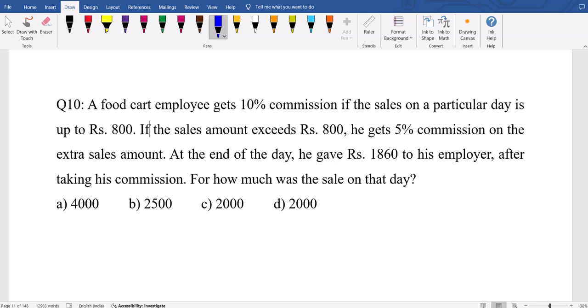A food court employee gets 10% commission if the sales on a particular day is up to rupees 8,000. If the sales amount exceeds rupees 8,000, he gets 5% commission on the extra sales amount. So initially 10%, okay, up to 8,000.